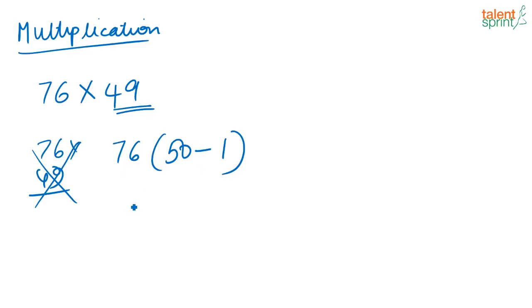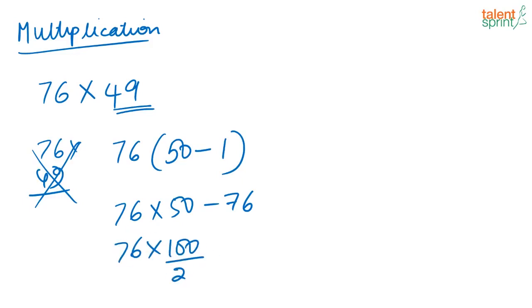So what is 76? You expand this, what do you get? 76 into 50 minus 76. Again, here the 76 into 50, do you have to do it like this? No, you can write 50 as 100 by 2, minus 76, that is your answer, correct? So 100 by 2, this is going to be 38. So 3800 minus 76, that will be 3724. Isn't this a better way of doing the question? Correct? Instead of actually multiplying it.